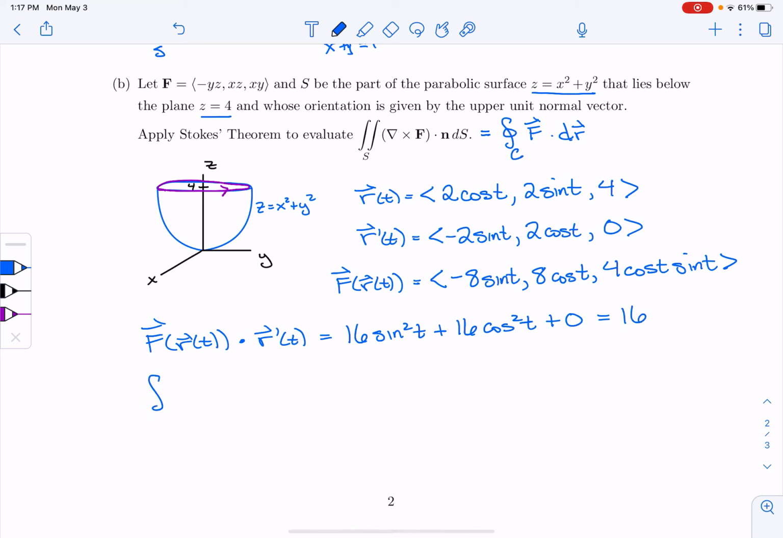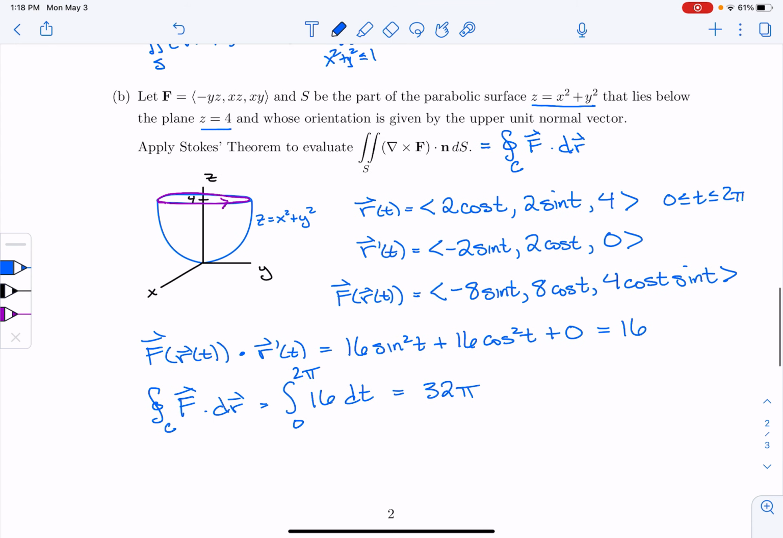So here I'm going to do the curve integral of f dot dr. That's going to be an integral for my parameterization, where t is between 0 and 2 pi. So I'm going to integrate from 0 to 2 pi just the constant 16. That was kind of nice. Okay. So 16 times 2 pi gives me 32 pi. And so in both of these cases, I applied Stokes' theorem in the direction that would make the integral much easier to do.